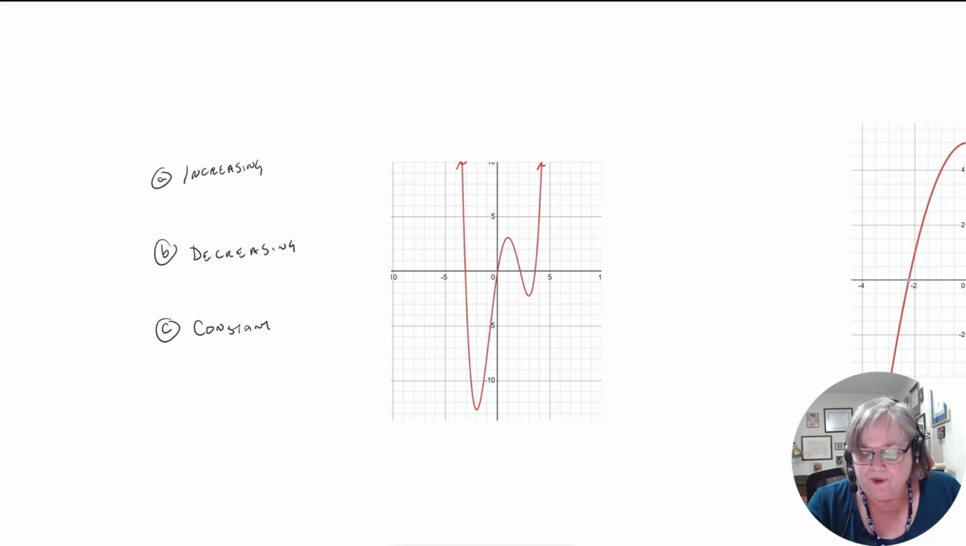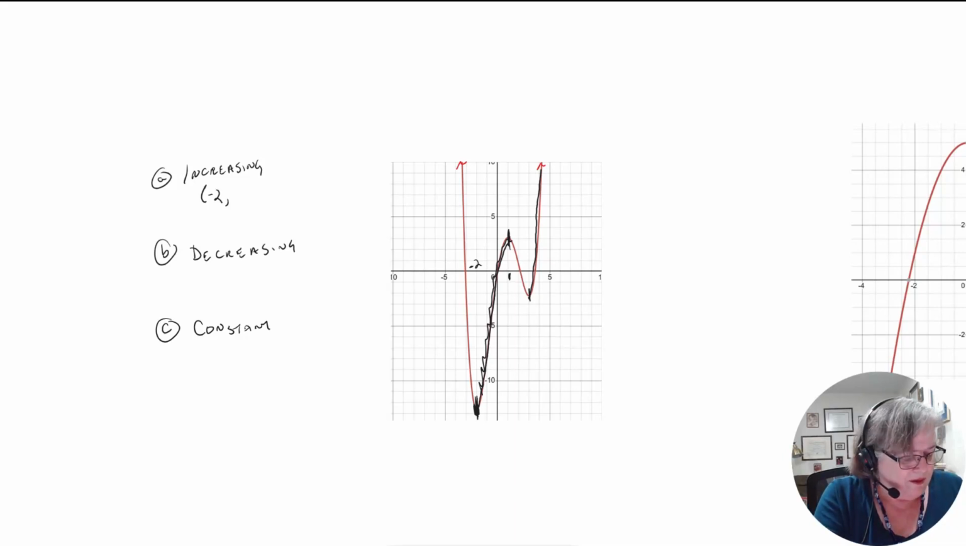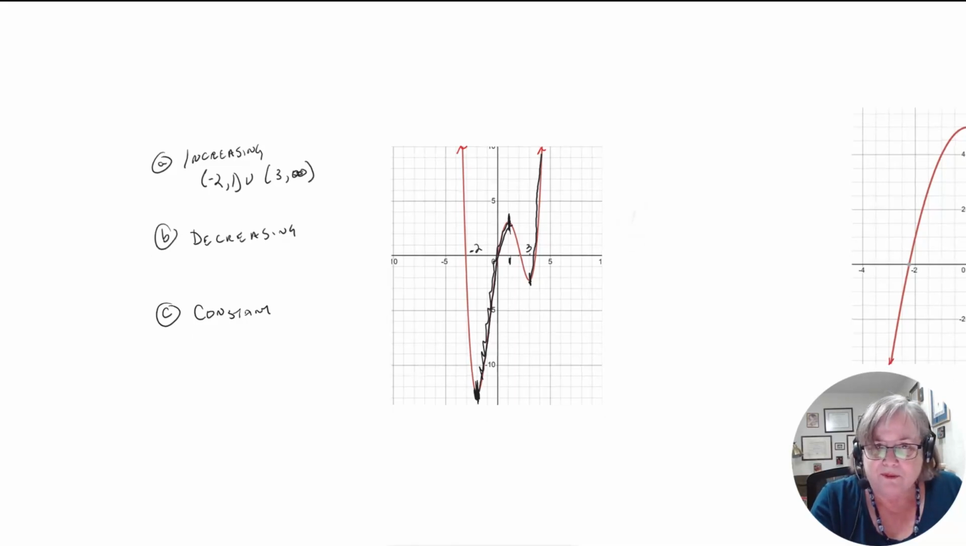All right. So where is it increasing? From here to here, it's going up. From here to here, it's going up as well. All right. So where is it increasing? Let's look at this first section right in here. So this would be negative 1, negative 2. So negative 2 over to this point, what are we going to write? 1. So it's increasing negative 2 to 1 union. And then it starts here, which is 1, 2, 3, 2 to infinity, 3 to infinity. Now, see how it's so tempting sometimes to write y values, but you can't.